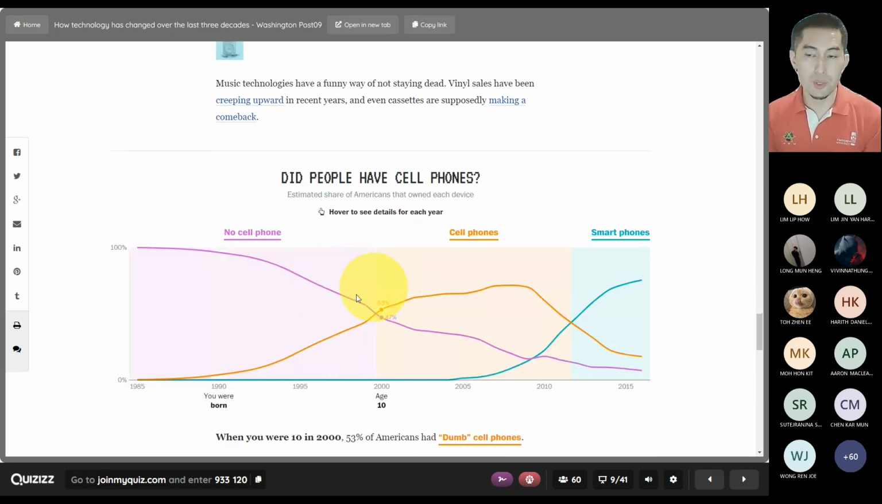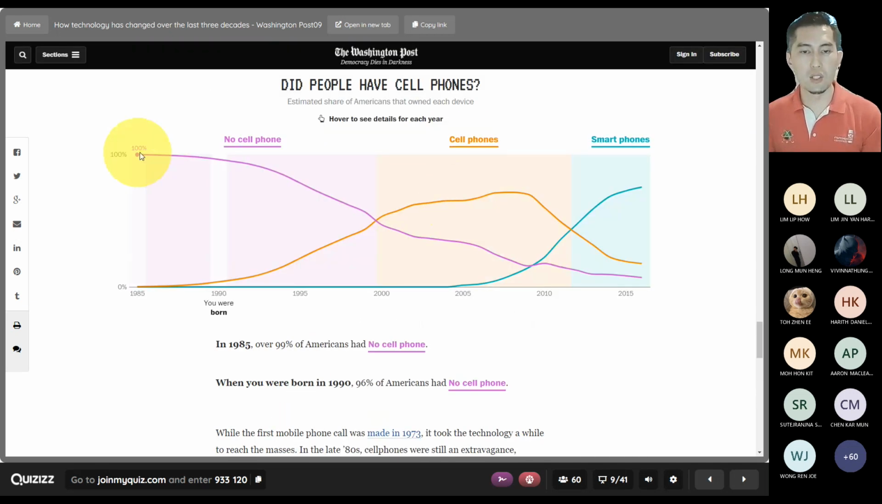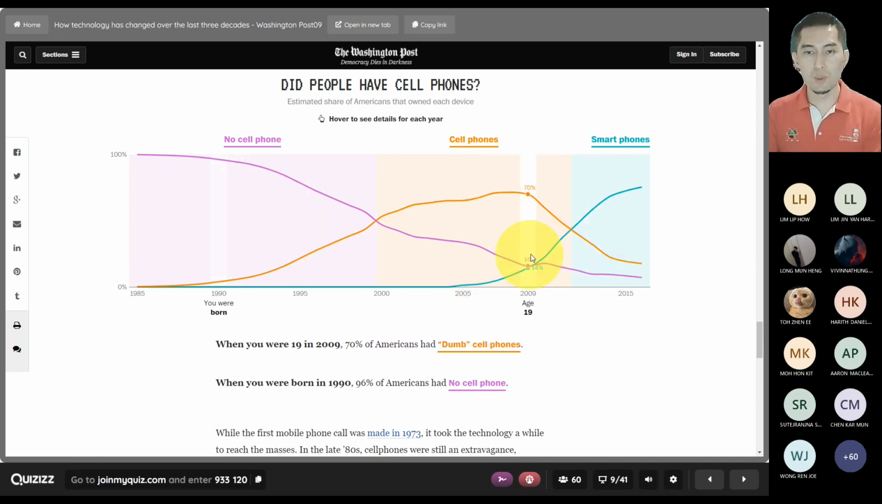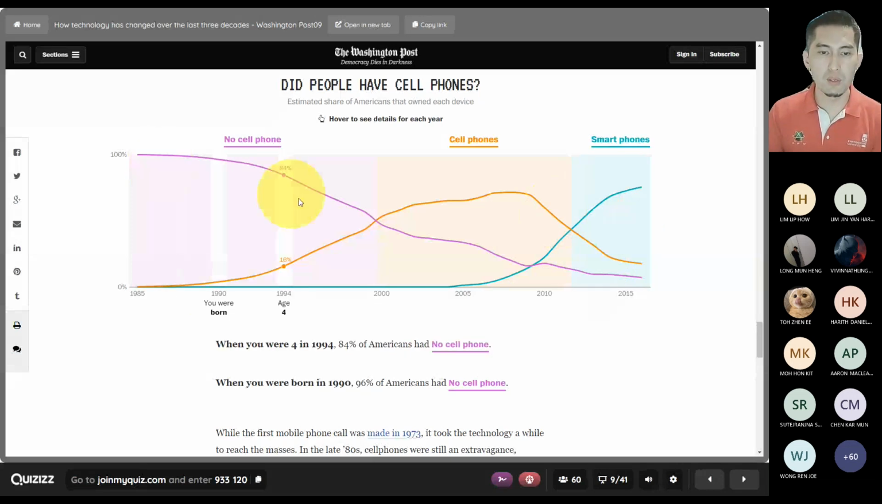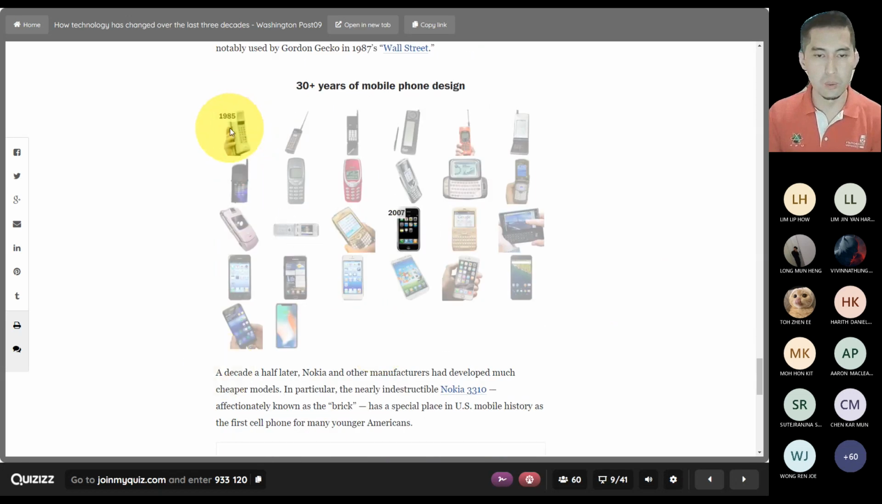Did people have cell phones? Then you see a certain trend from when there were no cell phones to where cell phones came along and smartphones started taking over, right? All these are very typical of how the life cycle of a technology goes through. As it is revealed down here, right down to 1985, when one of the first phones was being created and commercially utilized, all the way throughout the years.